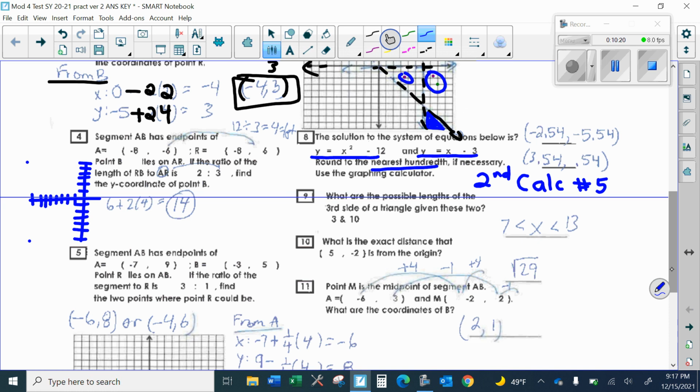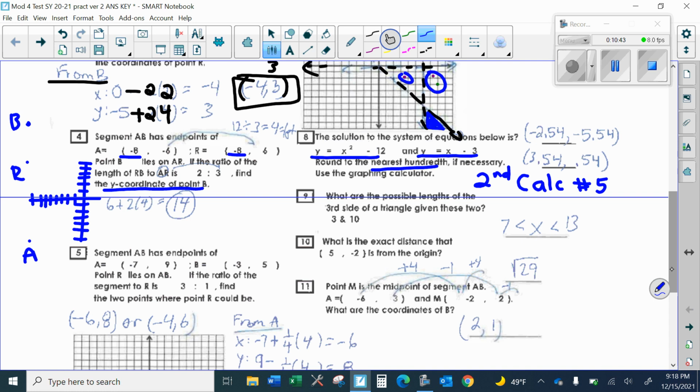Okay, so there's A. There's R. B has to be somewhere up here because B is the other endpoint. Remember, R is in between. So obviously the X coordinates are going to be the same all along here. That's why it's only asking in the directions for the Y coordinates. The only thing it's going to change. Notice negative 8 there, negative 8 there. B would also be negative 8 on the X coordinate. Okay, the Y is going to change.